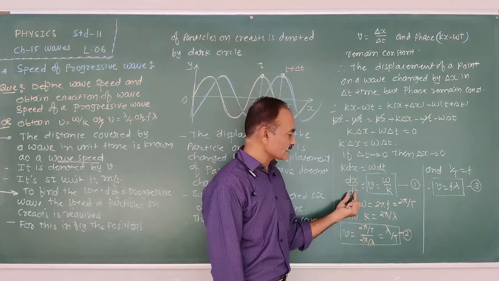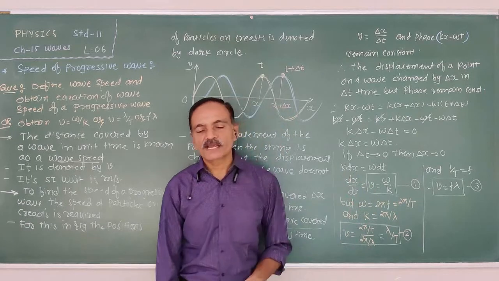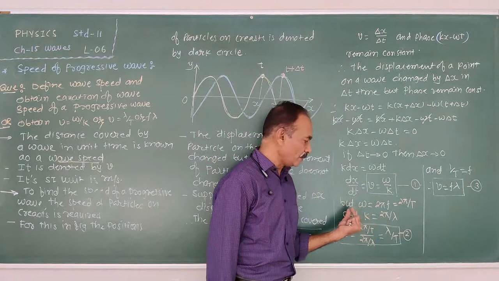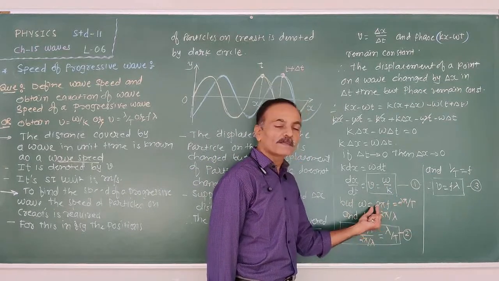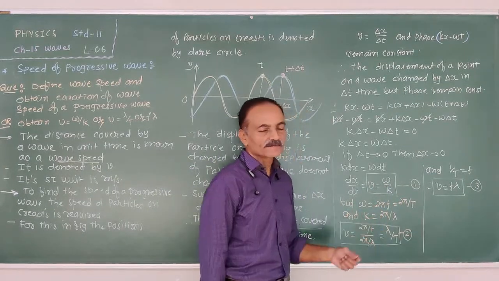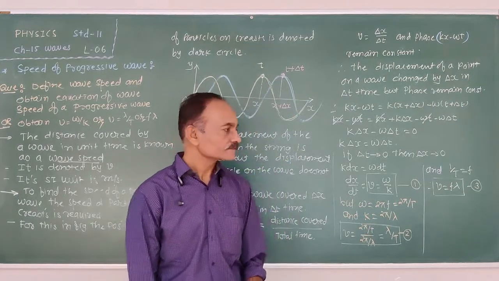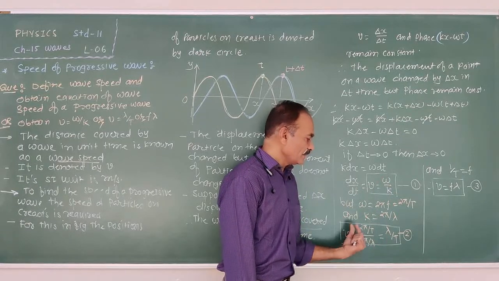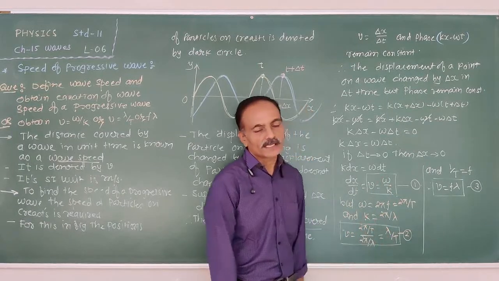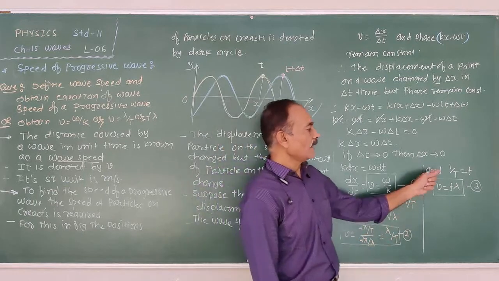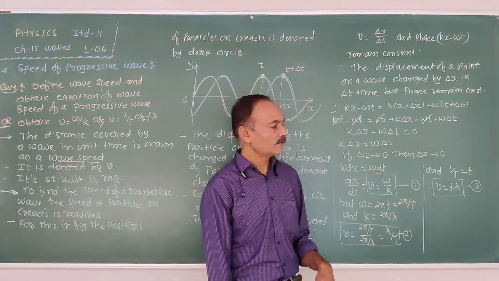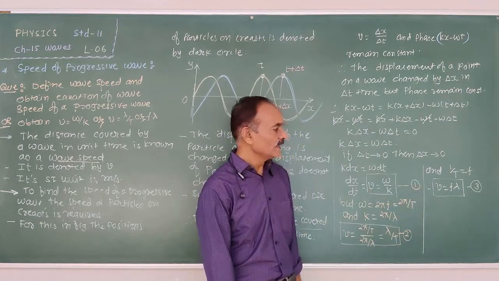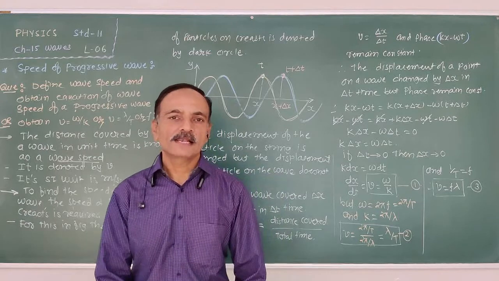Therefore, the wave speed dx by dt, that is v, is equal to omega upon k. Now we know that omega, the angular frequency of the wave, is equal to 2 pi upon T or 2 pi f, and k, the wave vector, is 2 pi upon lambda. Substituting the values of omega and k here, we obtain the wave speed v is equal to lambda upon T. And also 1 upon T is the frequency of the wave. Therefore, substituting here, the wave speed of a progressive wave is v is equal to f lambda.